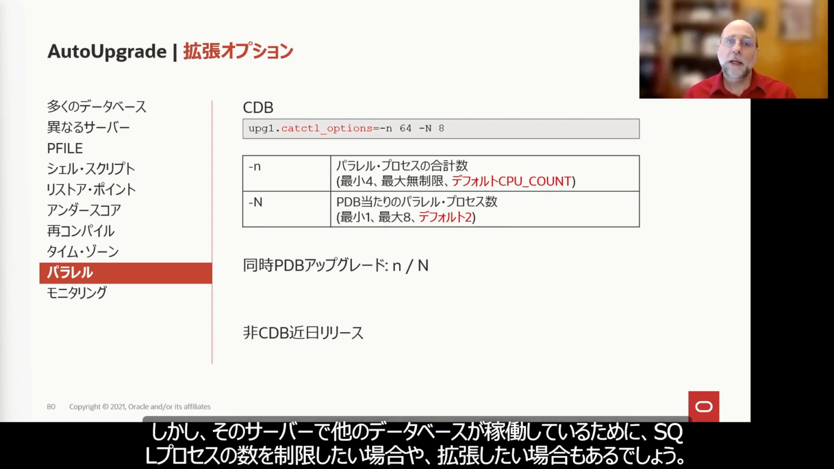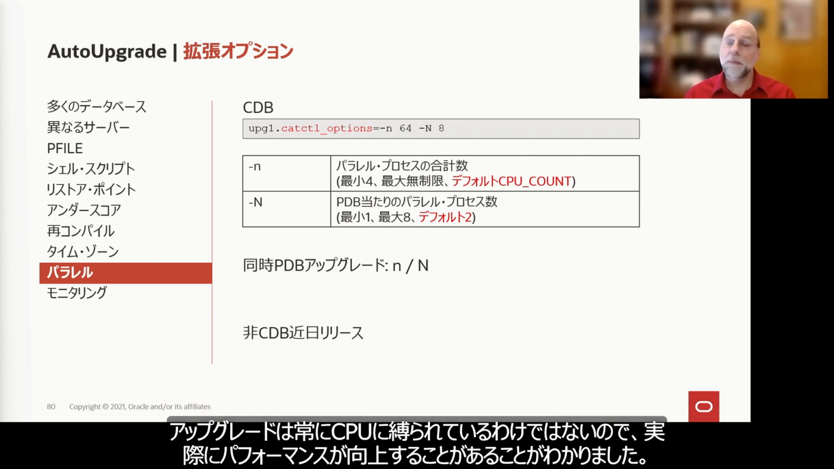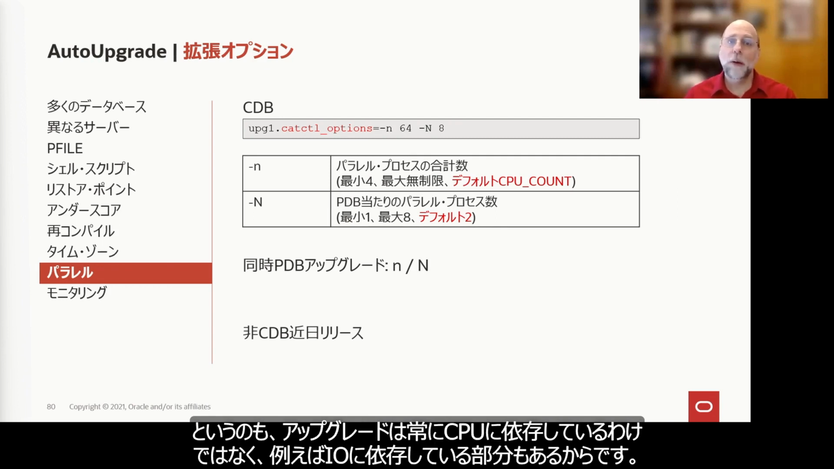We found that that's generally the best thing for performance when you're upgrading in a consolidated environment. However, you may either want to limit the number of SQL processes, perhaps because there are other databases running on that server, or expand it if you think you can push the limits and go actually higher than the CPU count. We found that sometimes that can actually provide better performance because the upgrade is not always CPU bound. Some parts of it are IO bound, for example.